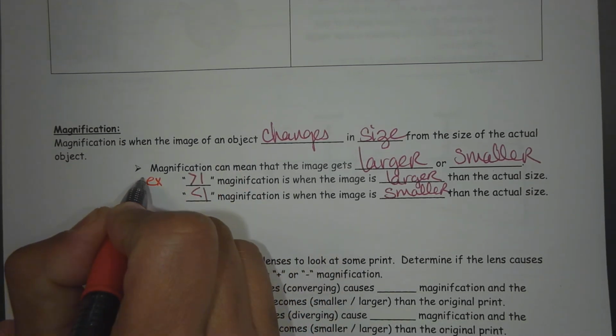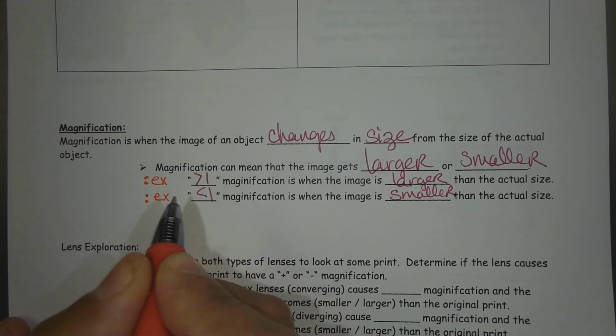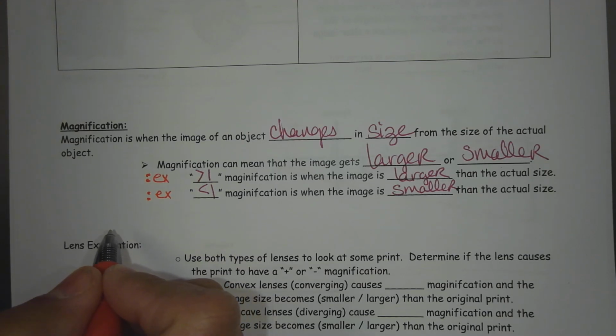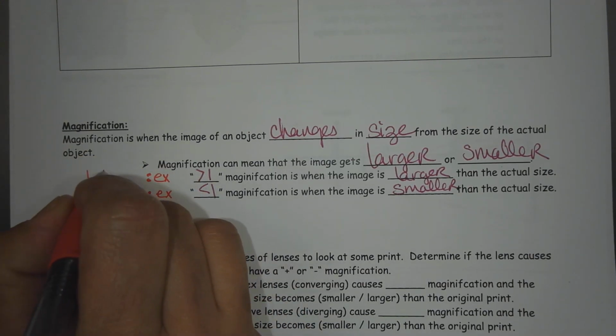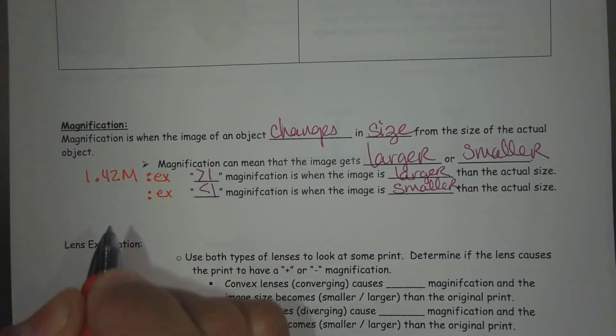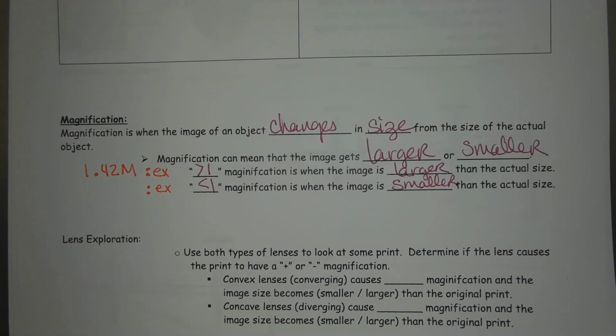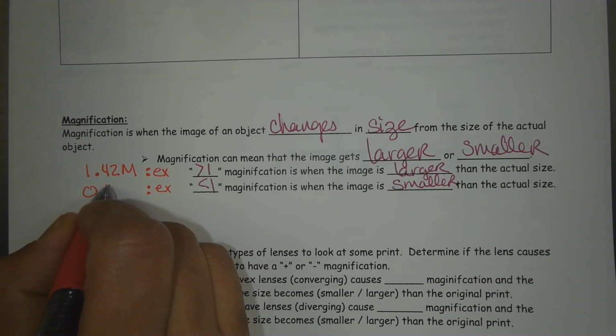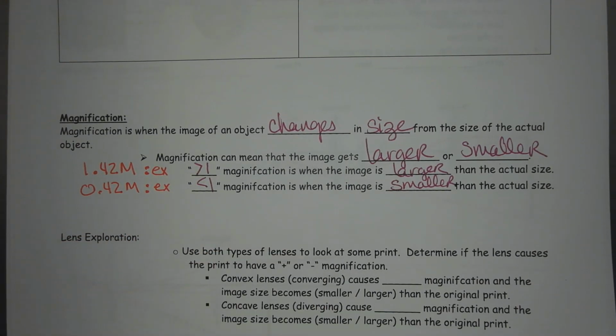For an example, if they tell me that the magnification is 1.42 M, capital M for magnification, then that means that the image got larger. Makes sense: greater than 1, 1.42 magnification. If they tell me on the test that the magnification is 0.42 M, then that means that the image became smaller. Pretty easy, I feel like. We got that one, okay?